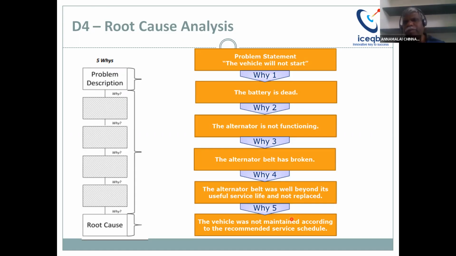But now we have exceeded that particular time. Maybe for the last 1 year, you have not given it for service. So because of that, the belt has overlived its life. So because of it, it has gone weak and it has broken. Right. So the problem was the vehicle was not starting.